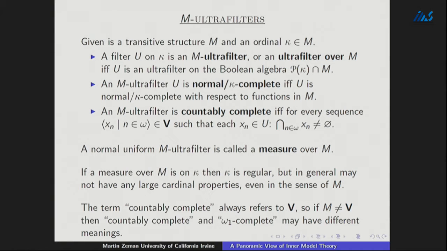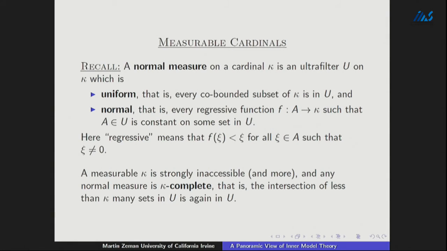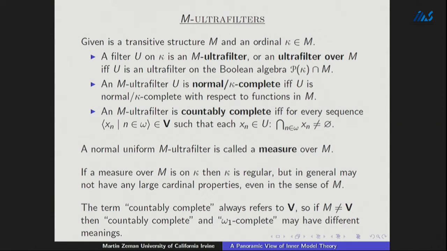An M-ultrafilter is just like an ultrafilter, but it is on this Boolean algebra: I take the power set of kappa and intersect with M. The ultrafilter is in V, but not necessarily in M. When I talk about normality or kappa completeness, what is meant is that the relevant functions are taken from M. For normality, that would mean that this function and this set would be inside M. If I have a regressive function which is in M and its domain is in U, then that function must be constant on a measure one set again. Because if I fix a value, then the set of all points on which that value is attained is again in M, since that's definable inside M.